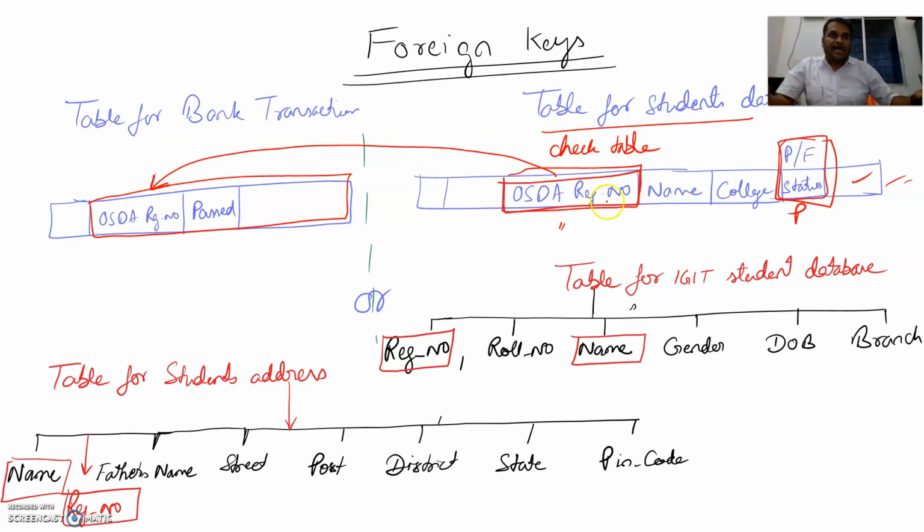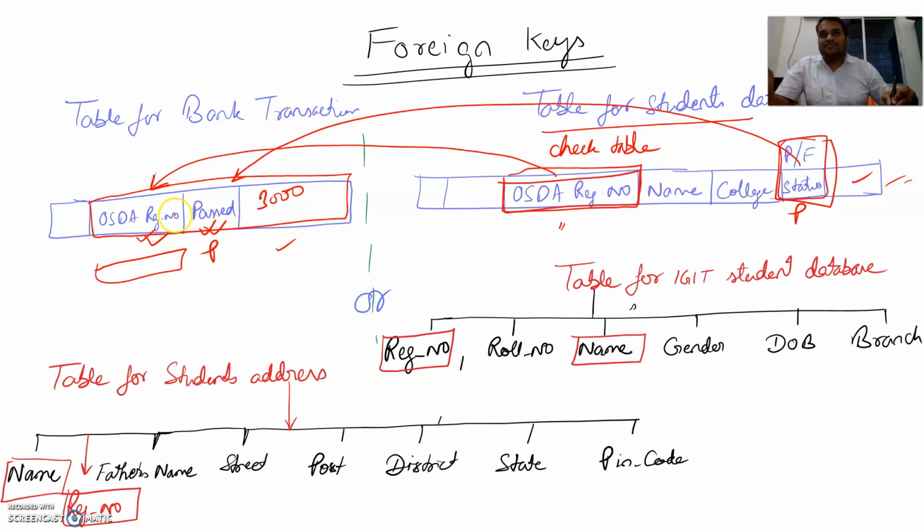Then they will take whether they pass or fail and put it in another table. So the 3,000 rupees can be paid by those students who have the OSDA registration number and have passed. If they don't satisfy these two conditions, that they must have passed and must have an OSDA registration number, then only will they go for a payment. So this table has some check by the main table. So this will be called the foreign key table.